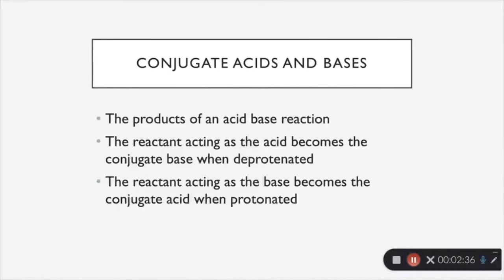Now we're going to talk about conjugate acids and bases. Conjugate acids and bases are always going to be the products of an acid-base reaction, so they're always going to be on the right side of the reaction. The reactant that is the original acid becomes the conjugate base when it is deprotonated, and the reactant acting as the base becomes the conjugate acid when it is protonated.